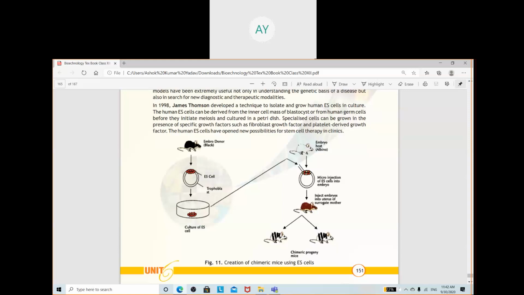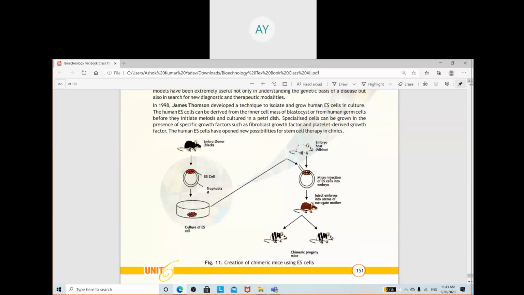That is the condition for creation of chimeric mice. So just see, this is the chimeric mice. So how can you develop the chimeric mice? This is the application part. This is how you can mix the character of two different types of mice, where one is the black mice and one is the albino or white mice.